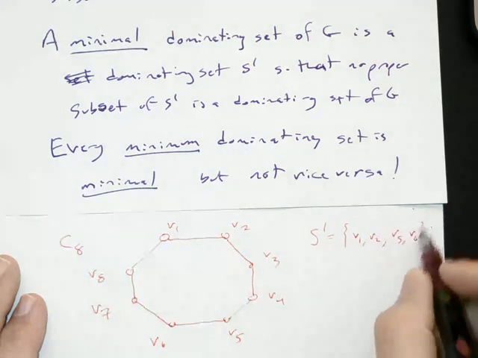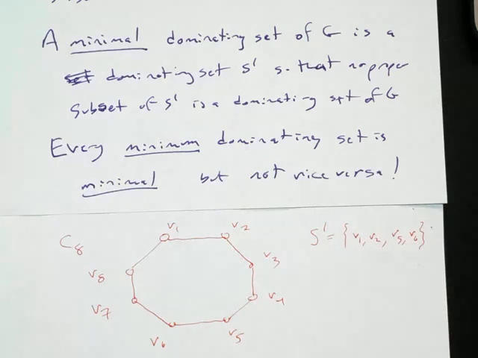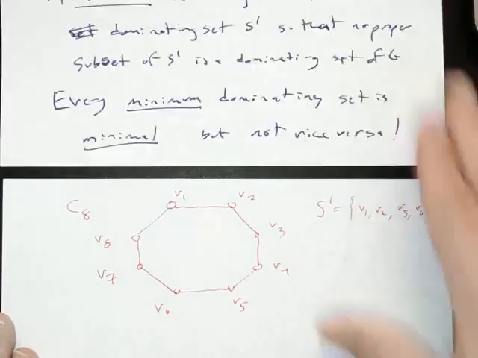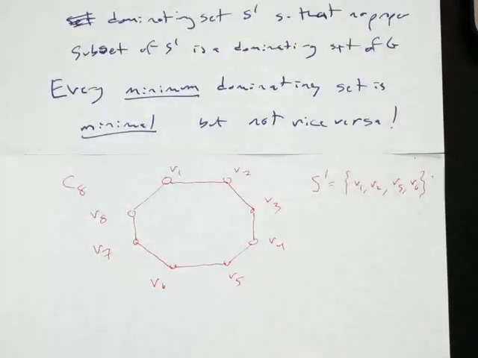Here is C8. Two questions. First, this set S prime, V1, V2, V5, V6. Is it a dominating set? Yes. Because V1 dominates V8, V2 dominates V3, 5 dominates 4, 6 dominates 7. So everything is covered. Throw any one away.